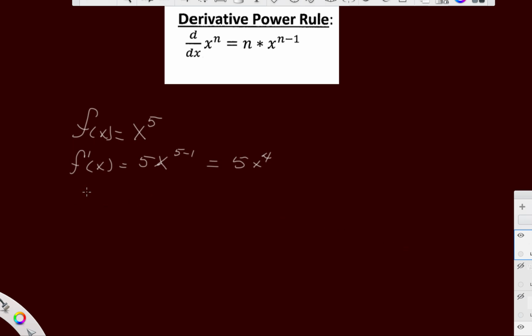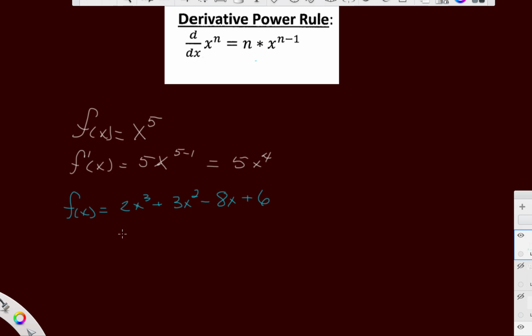Let's do one more. Let's do one that has a couple of terms in it, and we'll do that to every single term. And I'm going to remind you that constants sort of disappear. So here's our new function. Function of x is equal to 2x cubed plus 3x squared minus 8x plus 6. All right? And we're going to use this power rule for each and every term that we see.